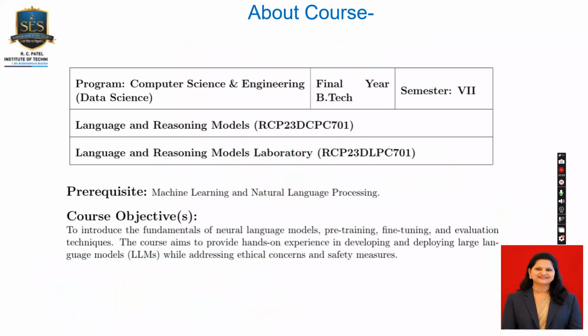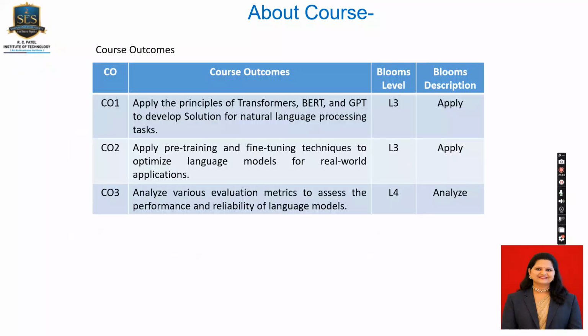This course introduces students to modern language models and reasoning techniques used in AI, artificial intelligence. The objective is to understand how machines process human language and how recent transformer-based architectures have transformed natural language processing. By the end of this course, students will be able to understand the working principles of modern language models and apply them to real-world NLP applications.